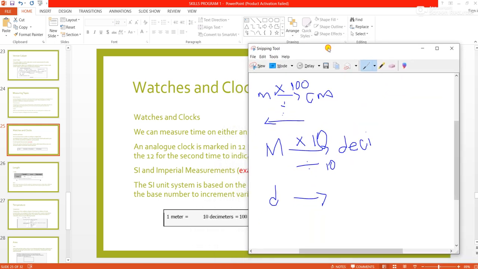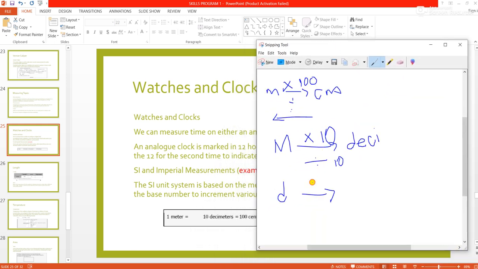We need to times that by 1,000. And this is millimeter. Let's say you want to convert vice versa, from millimeter to decimeter. We need to divide that by 1,000.